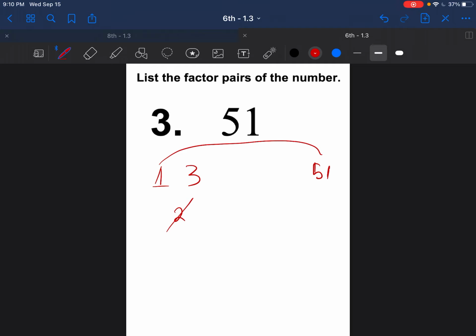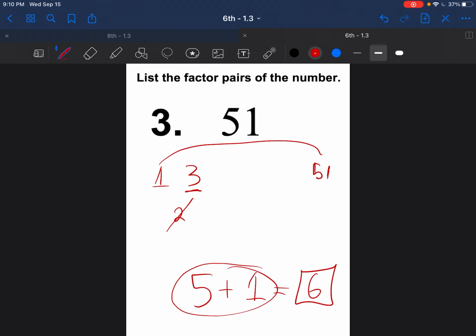Well, there's a trick to know if 3 goes into the number. If you add the digits together, right? 51, 5 plus 1 gives me 6. If 3 can go into this number, that's how you know it will go into your original number. So 3 goes into 51. We just need to know how many times it goes in there. Well, good thing we know how to divide, so we're going to divide.